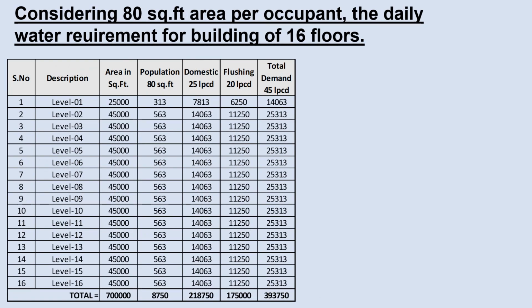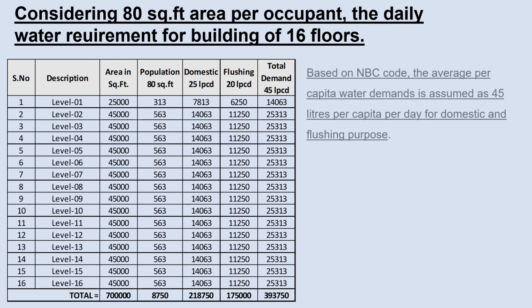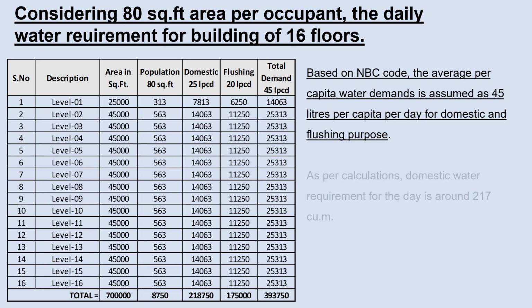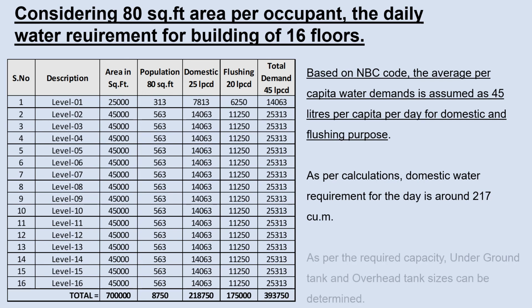We have taken a 16 floors building as an example for calculating capacity of water. Based on NBC code, the average per capita water demand is assumed as 45 liters per capita per day for domestic and flushing purpose. As per calculations, domestic water requirement for the day is around 217 cubic meters. As per the required capacity, underground tank and overhead tank sizes can be determined.